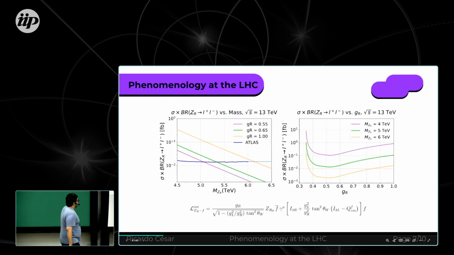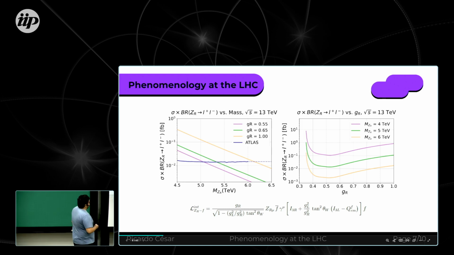So here we have two graphs. On the y-axis we have the cross-section using the narrow width approximation. So we have the cross-section for PP going to ZR times the branching ratio of the ZR decaying to dileptons, electron and muon, in femtobarns, and on the x-axis we have the mass of the ZR boson. We consider three cases here: GR equals 0.55, GR equals 0.65, and GR equals 1.